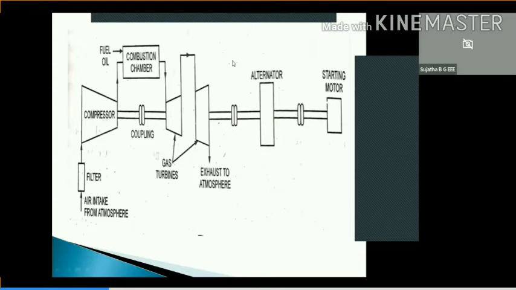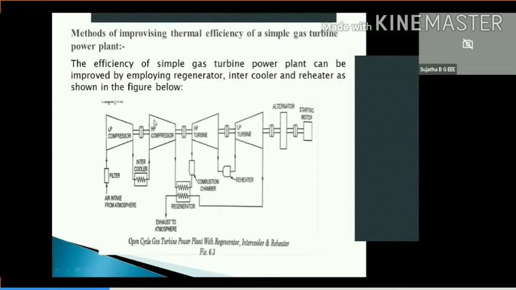Here I have shown the block diagram again. We have to think of improving the thermal efficiency of the gas turbine power plant, because the efficiency is very low. What components can we include in the system to improve the thermal efficiency? Let us see. It is seen that the efficiency of simple gas turbine power plants can be improved by using a regenerator, intercooler and reheater, as shown in the figure below. These components we will use to improve the thermal efficiency.